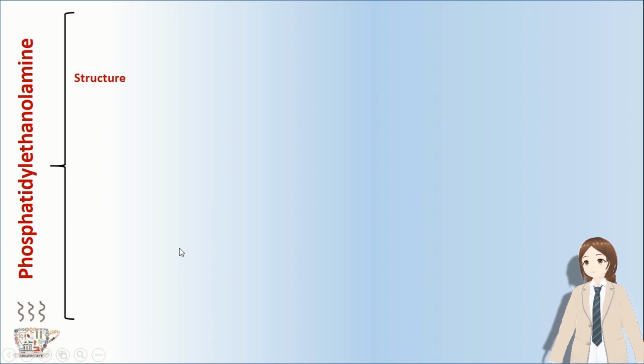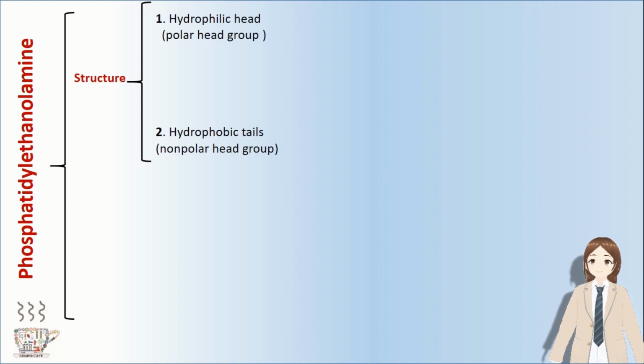Okay, phosphatidyls have many types. Their structures are different from each other in the head group. One of them is phosphatidyl ethanolamine. It has two parts: hydrophilic head or polar head group and hydrophobic tails or nonpolar group.